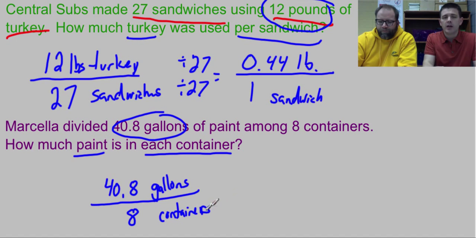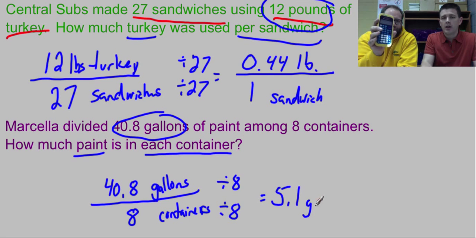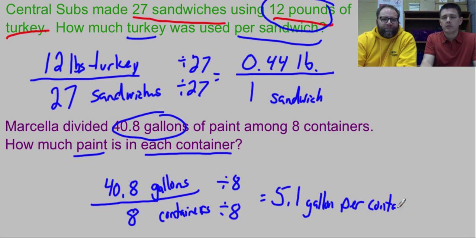To make it a unit rate, we want to make the denominator into a 1, so we want to divide by our denominator, divide by 8. So we should get 5.1 gallons of paint per container. So you can write it out as kind of a statement, or 5.1 gallons over 1 container.